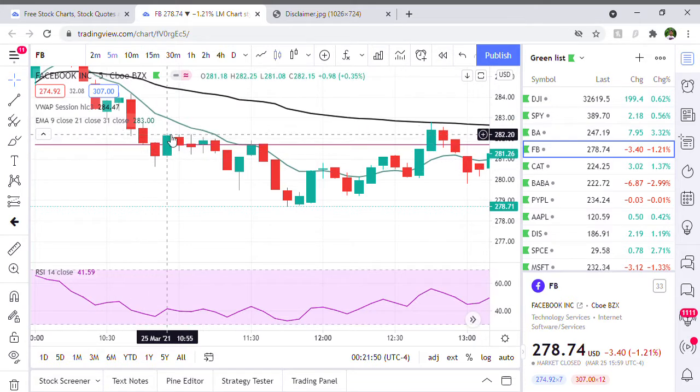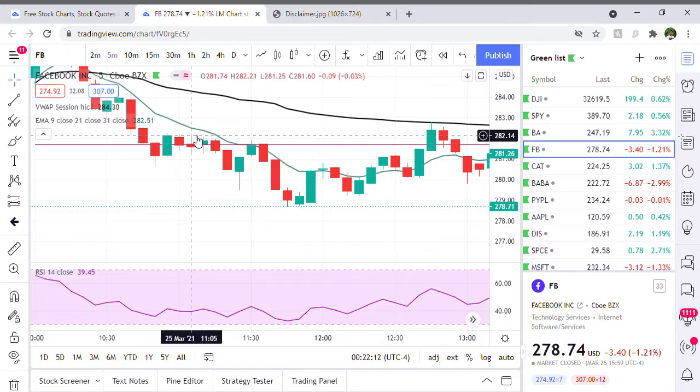So the stock gave a pullback over here. Okay, and still it's a bit away from the 9 EMA. I can wait a little bit more, and as you can see there was a consolidation also. So I will wait till here. Now this one here, this particular one is a very good setup.